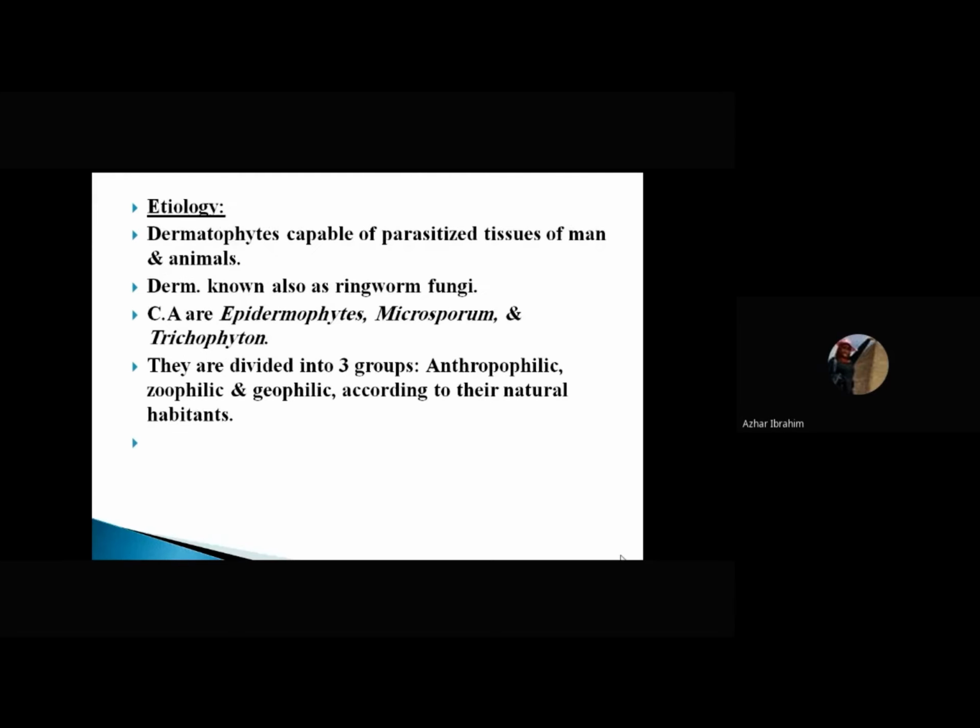Now we move to the third slide, which covers the etiological agents. What are the etiological agents of the disease? The causative agents are referred to as dermatophytes. Dermatophytes is a general term covering the causative genera and species. As I mentioned previously, dermatophytes have the ability to parasitize the tissues of man and animals. That means they infect both man and animals.